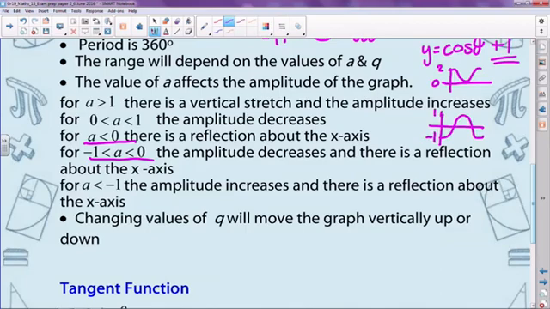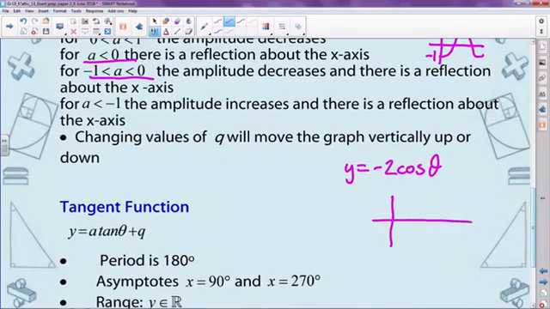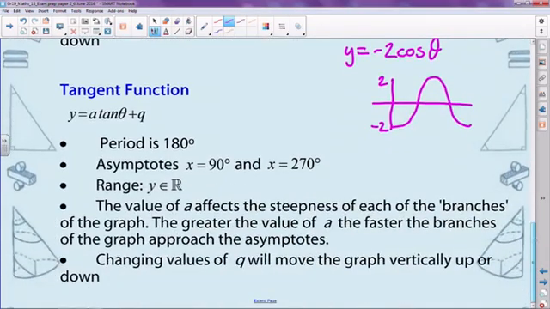But if we decide to stretch it as well, for example, y equals -2 cos theta, it's going to go all the way from -2 up to 2 and down again. There's the -2 and up to 2. Okay. The last thing, the tan function.